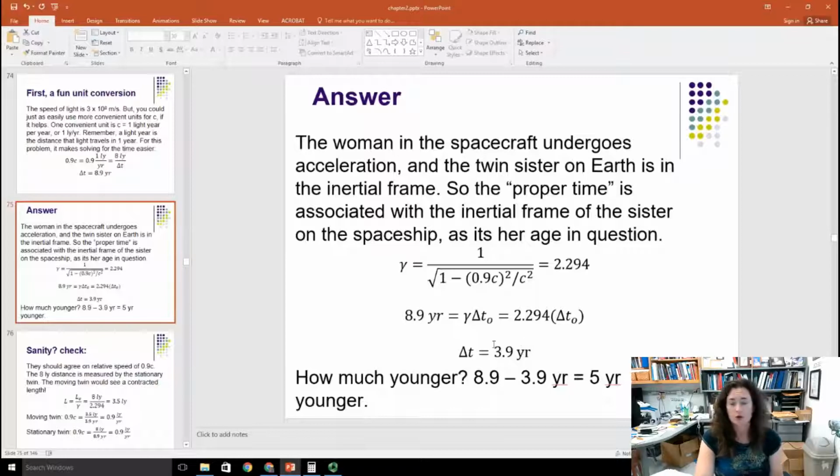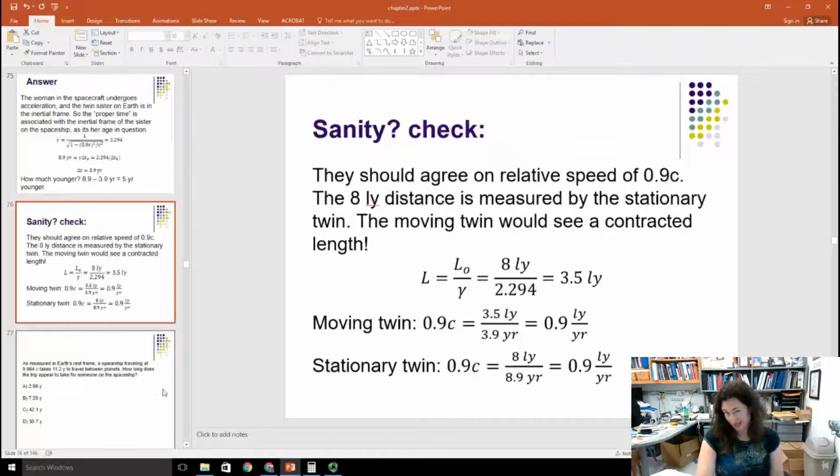How much older? Well, we're going to subtract those two numbers. 8.9 years minus 3.9 years gives us 5 years. So the twin on the spacecraft is younger by 5 years than the twin that remained on Earth. Okay? Now, let's talk a little bit about sanity checks. Sanity question mark checks, I guess, at this point, because special relativity has been known to drive even the best person a little crazy, all right?